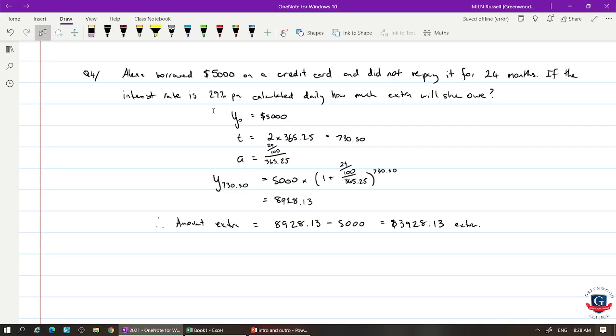The annual growth rate is 29%. 29 divided by 100 divided by 365.25. That'll give us the daily growth rate. And then we'll find y 730.5. Now you could make an argument that it should be 731, but I haven't done so here. 5,000 times 1 plus 29 on 100 divided by 365.25, all raised to 730.5, gives you $8,928. So she will pay an extra $3,928 for not repaying her loan after 2 years, which is a good reason not to take out a credit card.